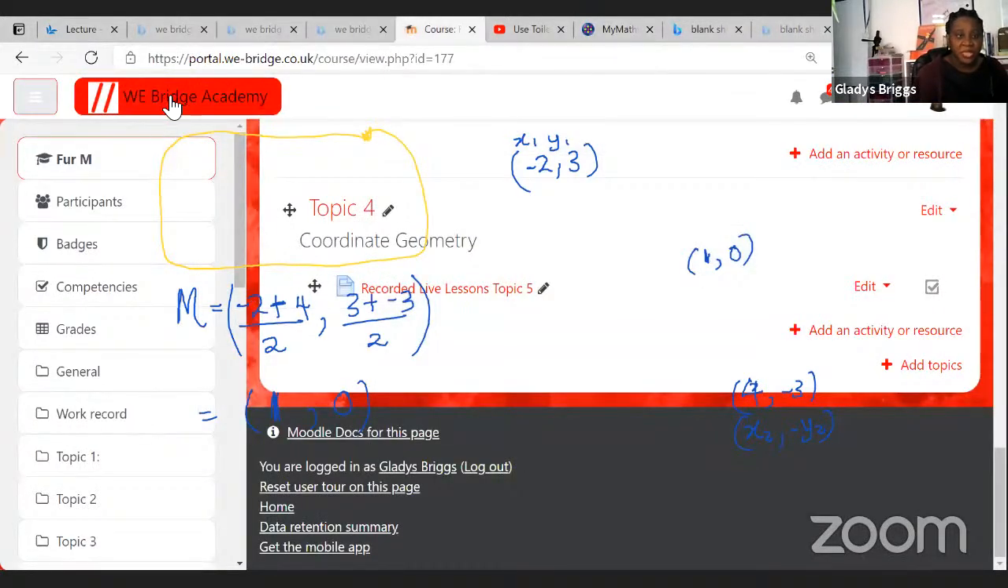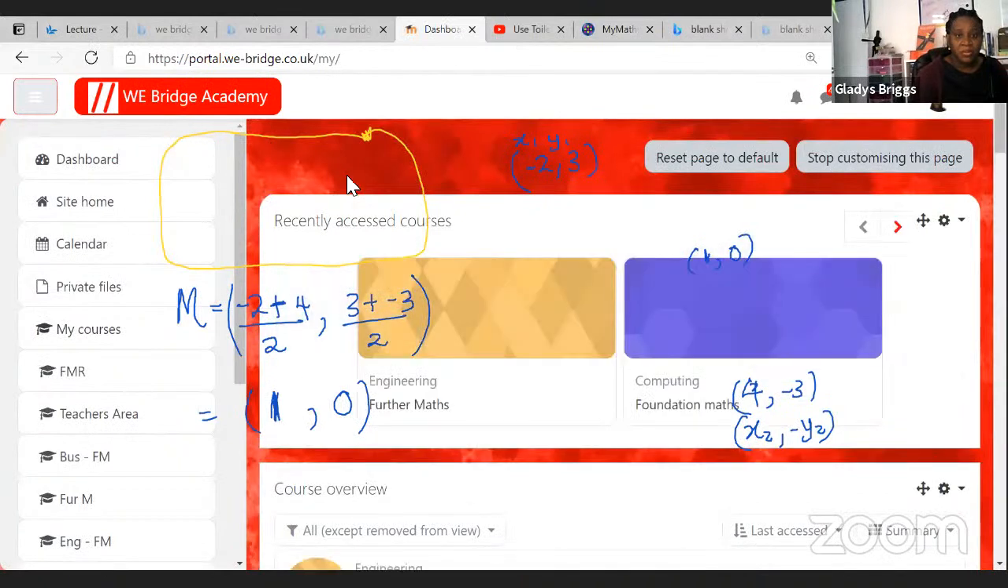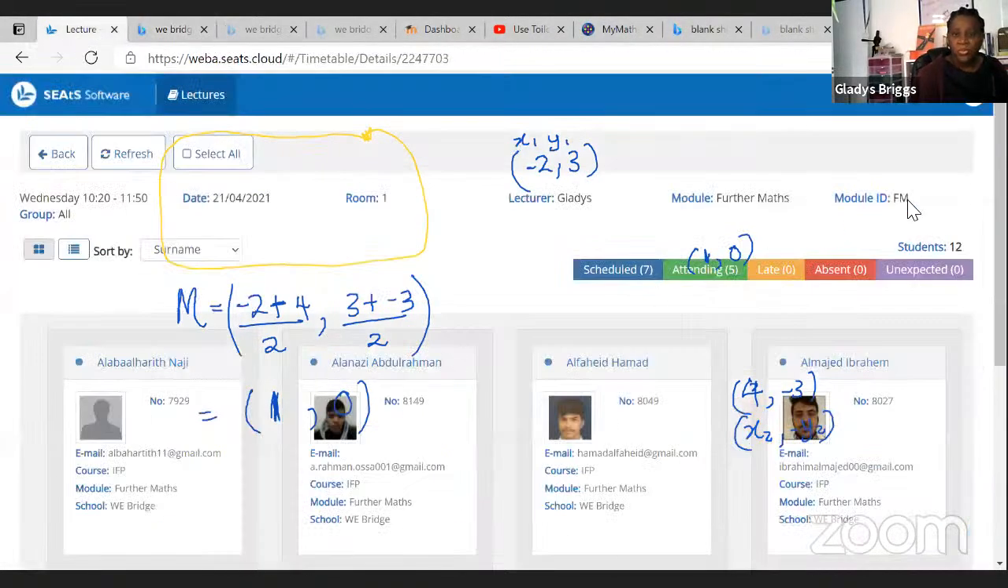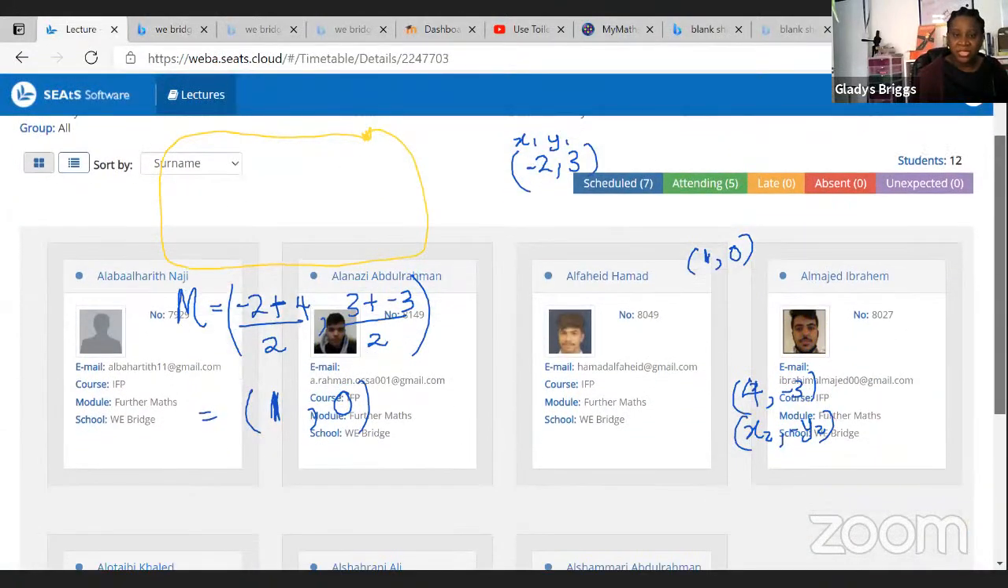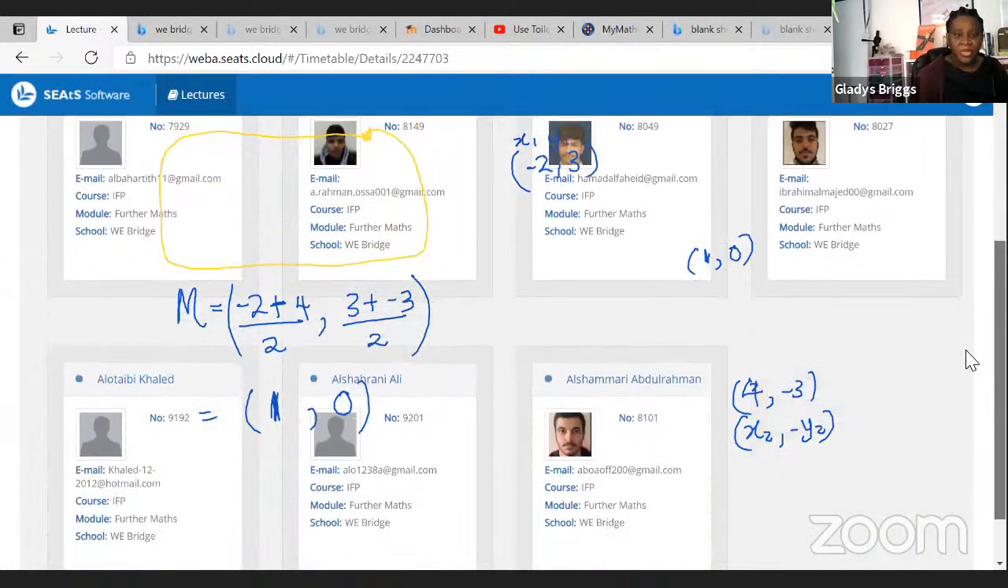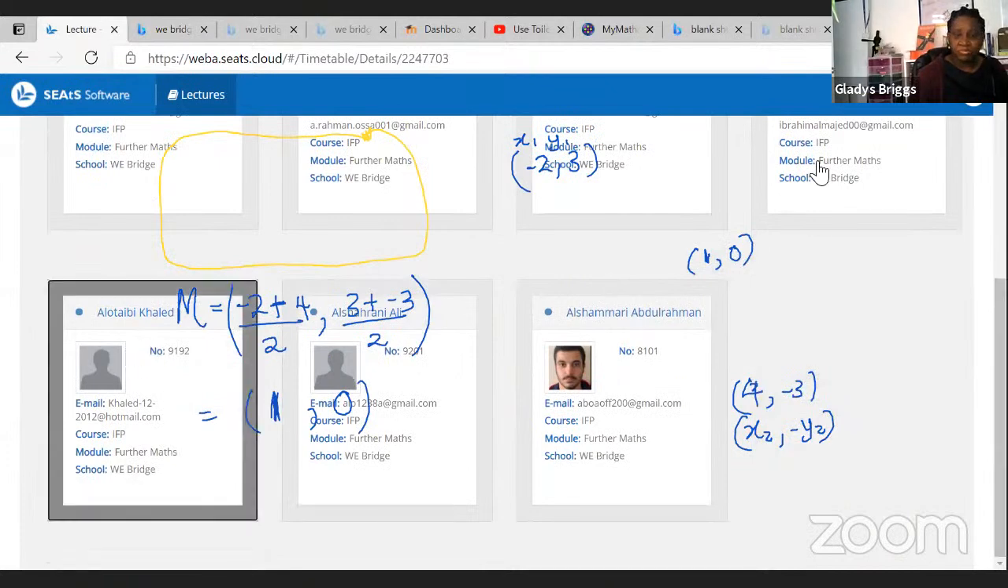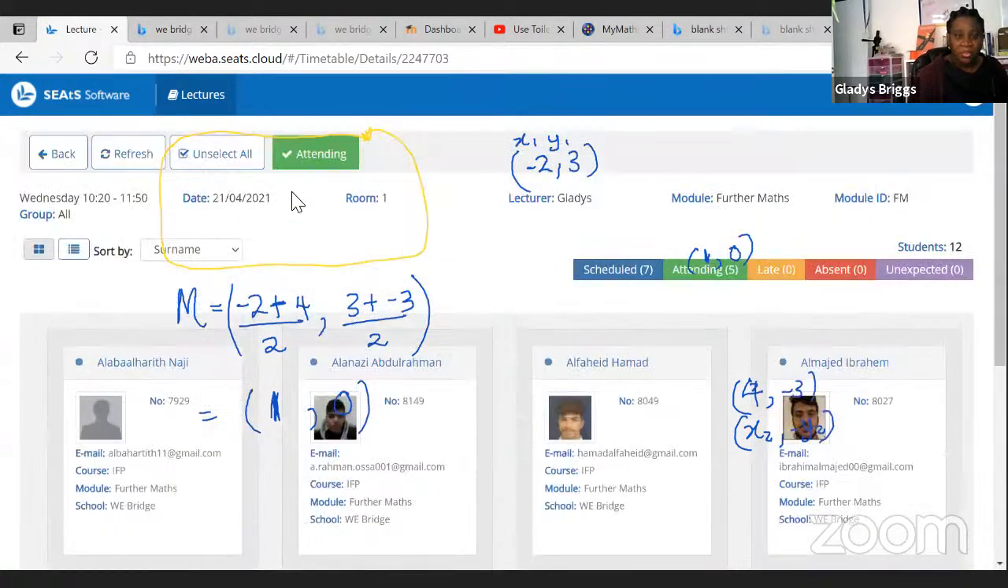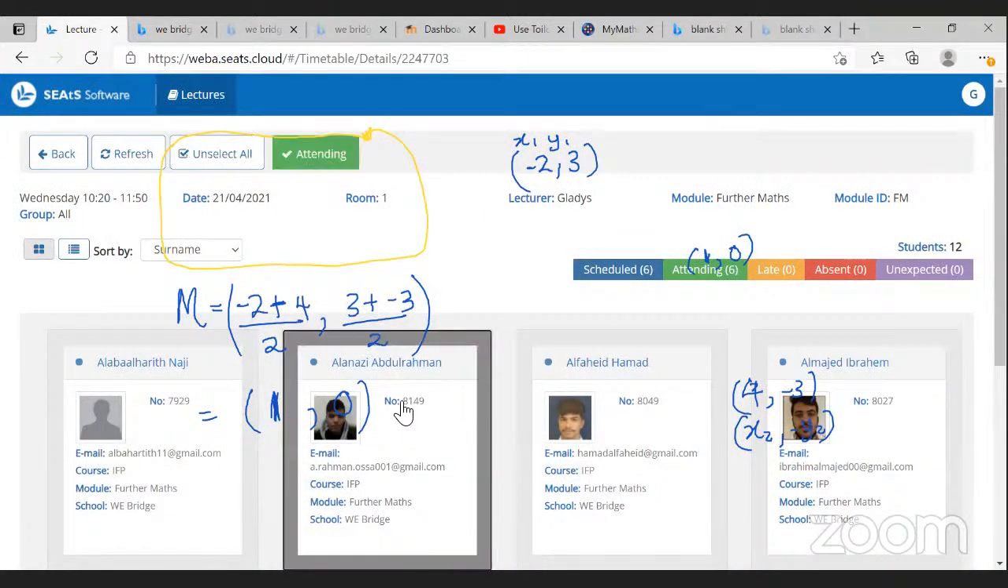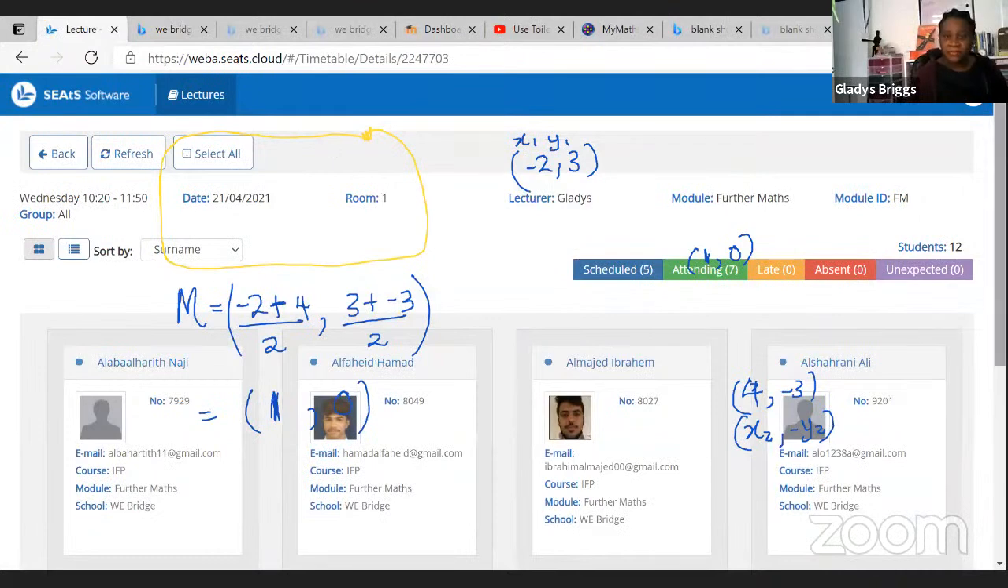Find Tarek. Who else just came in? I know Khaled just came in. Who else just came in? Abdurrahman Alanzi. Yeah, he just came in as well.